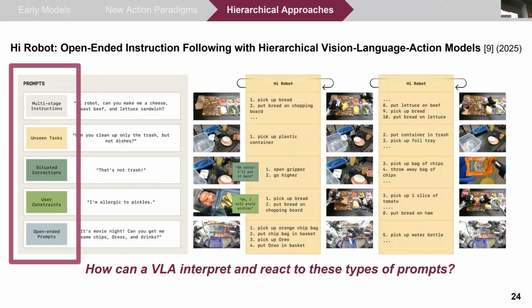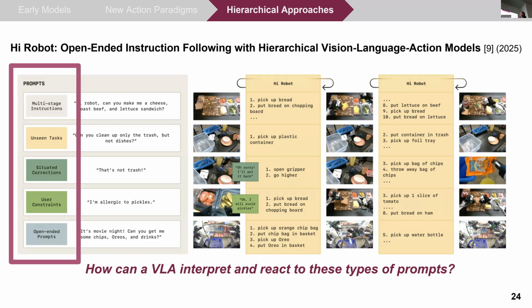They come up with this set of prompts that a VLA should be able to interpret and react to. I'll have you look at situated corrections here. In this one, Hi Robot is asked to clean up all the trash. It picks up something that isn't trash, and the user interjects with "that's not trash." And the robot says, "Oh, sorry, I'll put it back." And it puts it back and continues on cleaning up the trash.